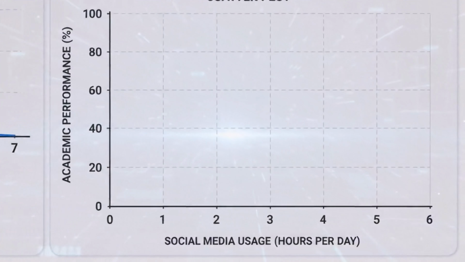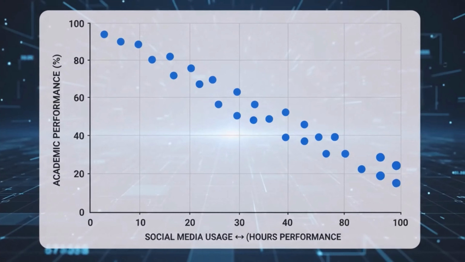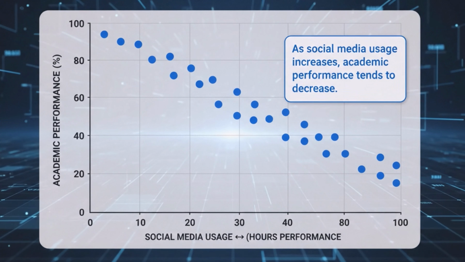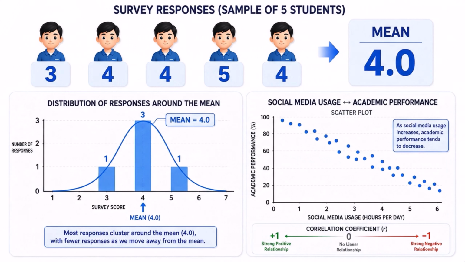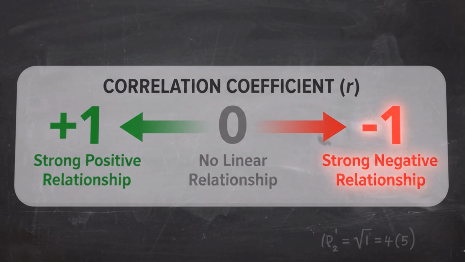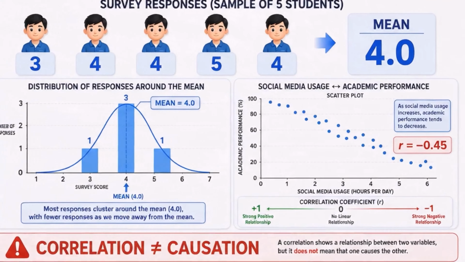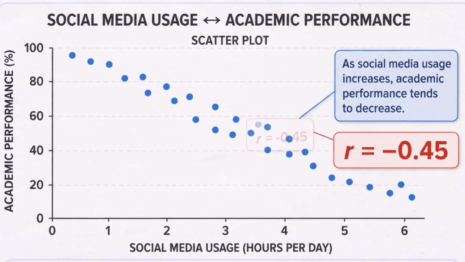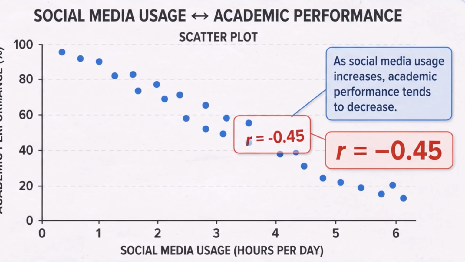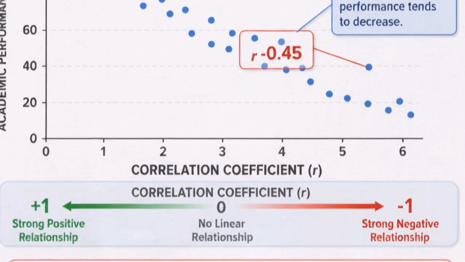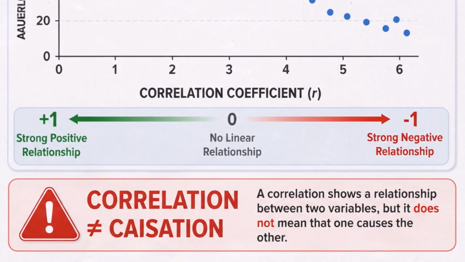Next, we have correlation analysis. Correlation helps us examine the direction and strength of the relationship between two variables. The correlation coefficient is usually represented by the letter r. Its value ranges from -1 to +1. For example, if the correlation coefficient is -0.45, this indicates a moderate negative relationship between the two variables. However, remember an important rule. Correlation does not automatically mean causation.